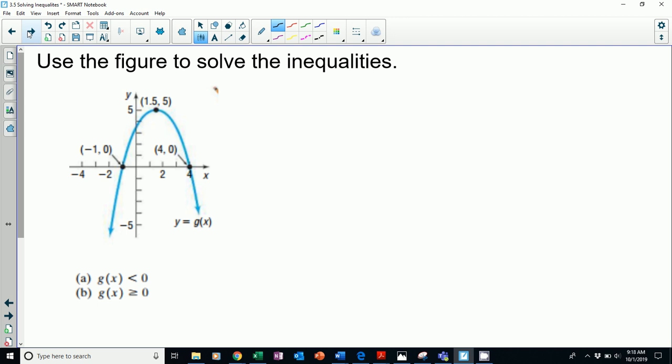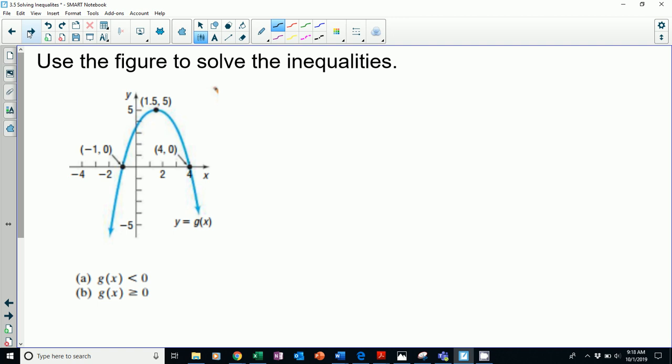So the next interval is from -1 to 4. And then our last interval is from 4 to infinity. So really that first interval is saying any value less than -1. That second interval is saying any value between -1 and 4. And then the last interval is saying any value greater than 4.